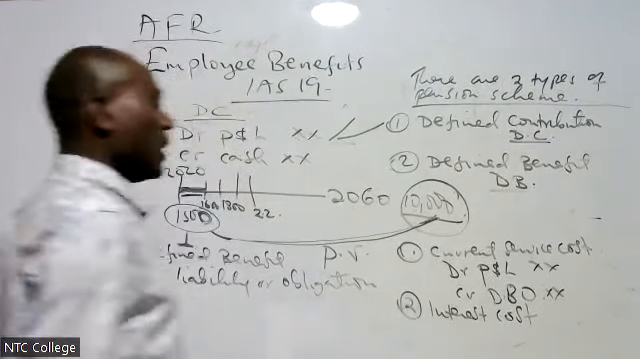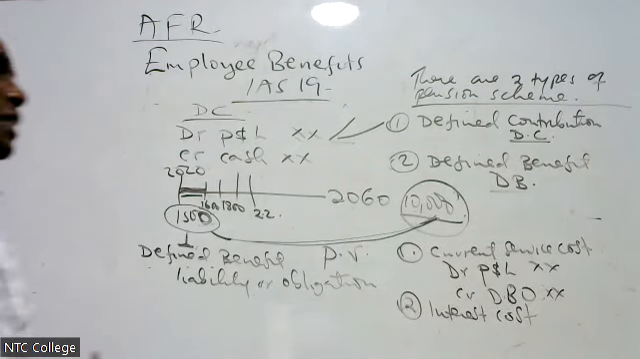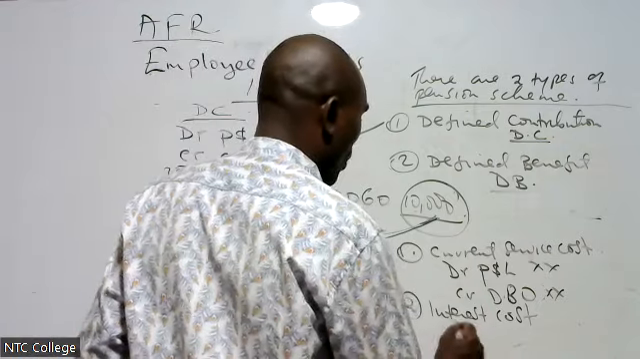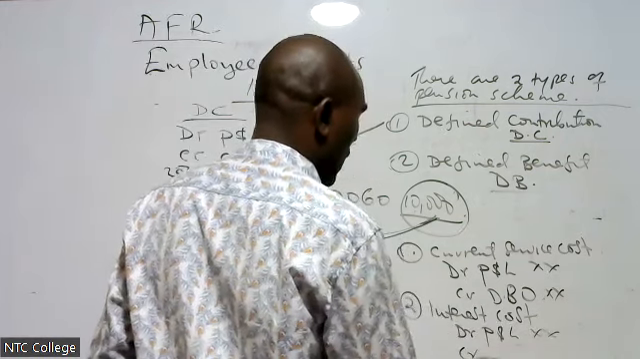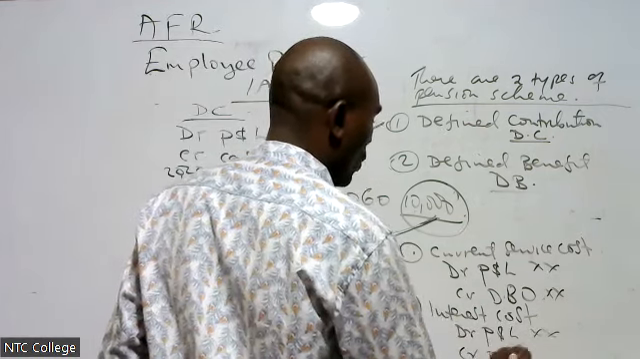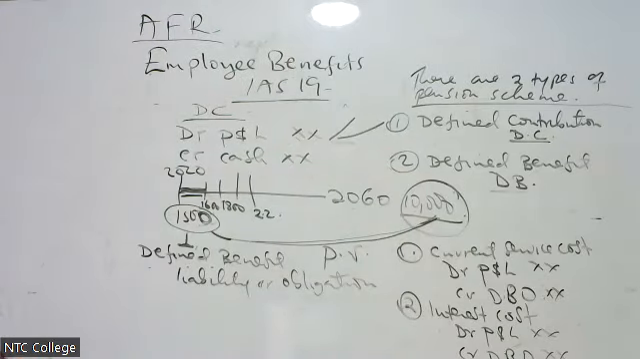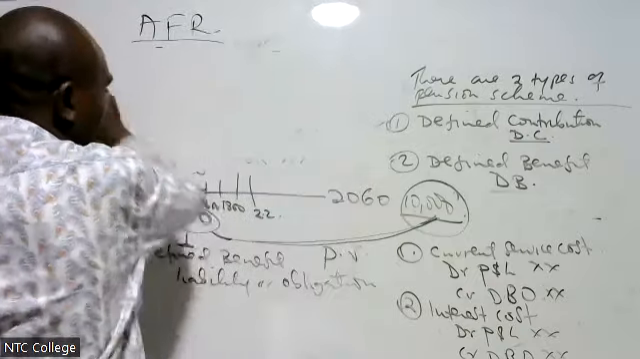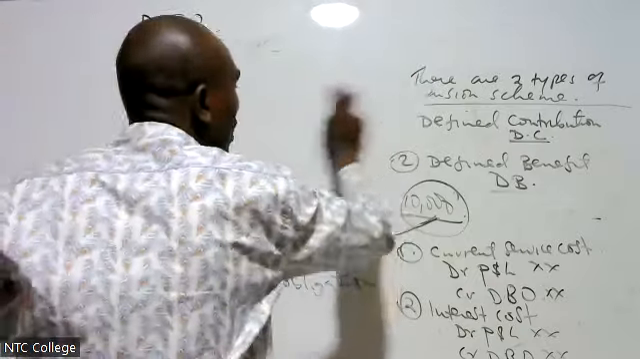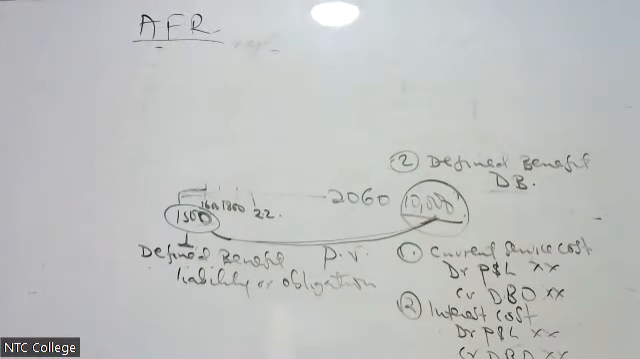Therefore, that interest is also an expense to the company. Therefore, you are going to debit P and L with that expense, and you credit DBO, defined benefit obligation. You debit P and L, and you credit defined benefit obligation.